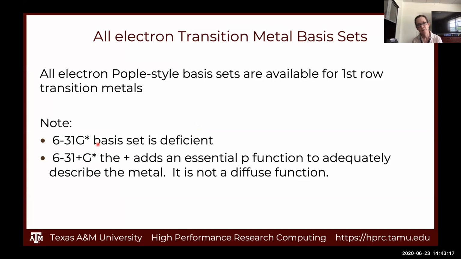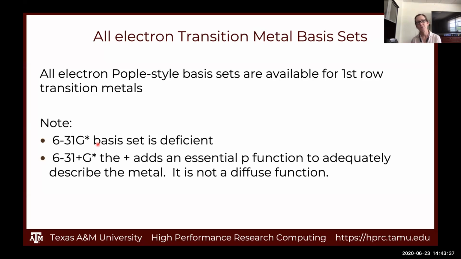So what Gaussian did was they added a plus to include that P function. When you're talking about the first row transition metals, that actually adds an essential P function. It's not a diffuse function. So there's lots of little caveats and quirks to a lot of these programs.